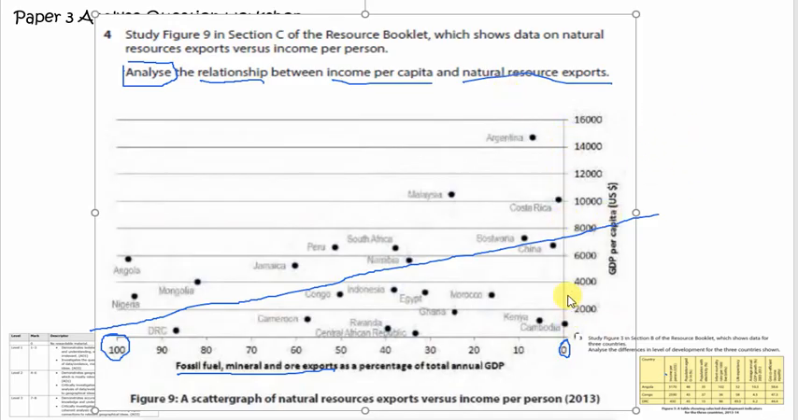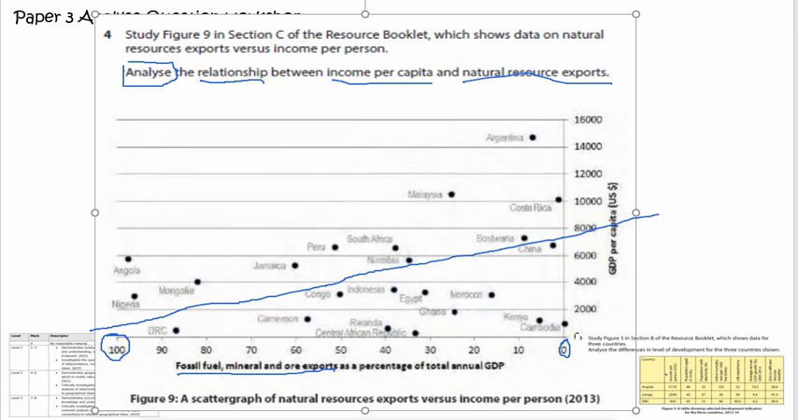Right then. How strong is that relationship? How close are the points plotted to the line? Not very. There's quite a wide spread. Would it pass a Spearman's rank? I very much doubt it. Alright? So again, my critical analysis has come in straight away. I've got a general point, and I've got some critical analysis in there as well.